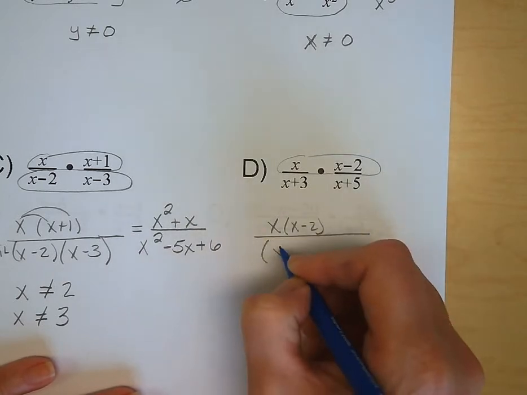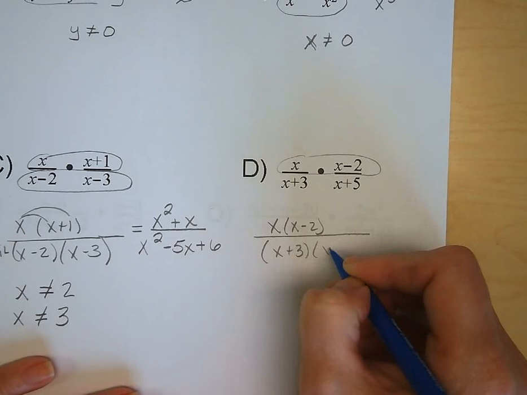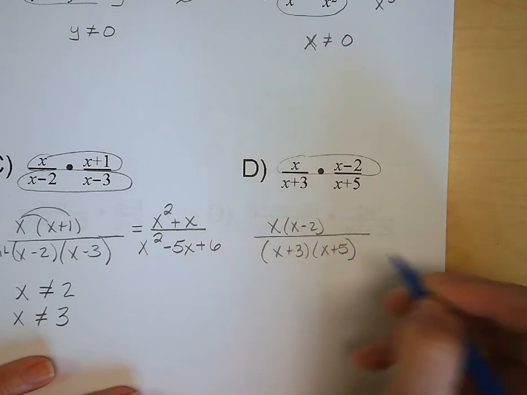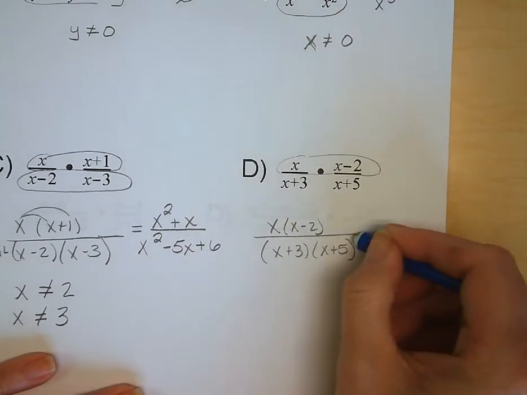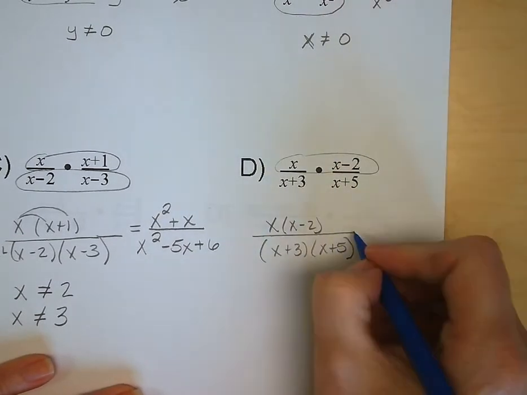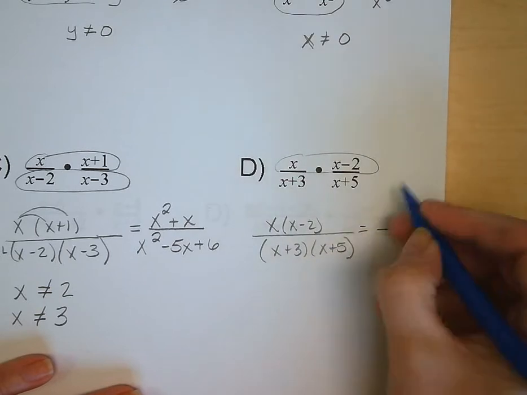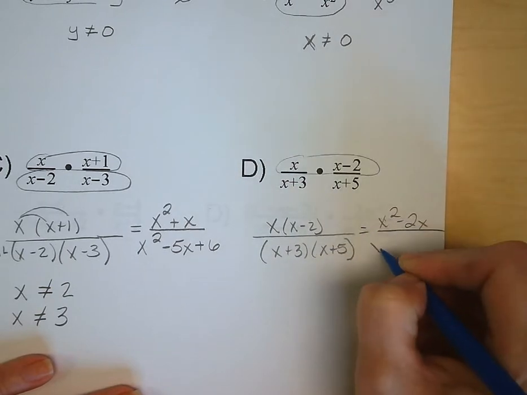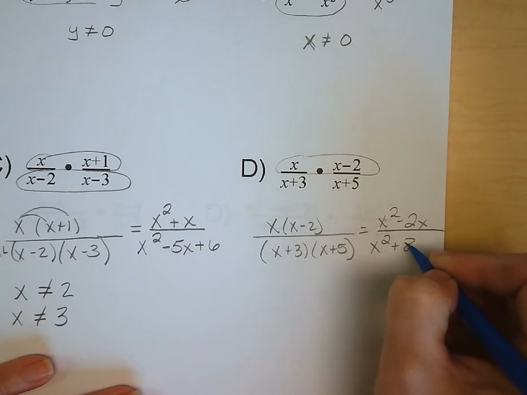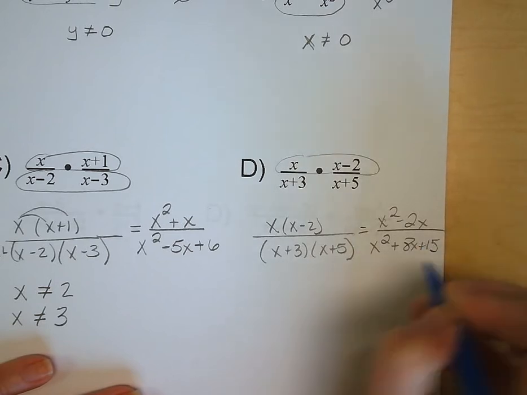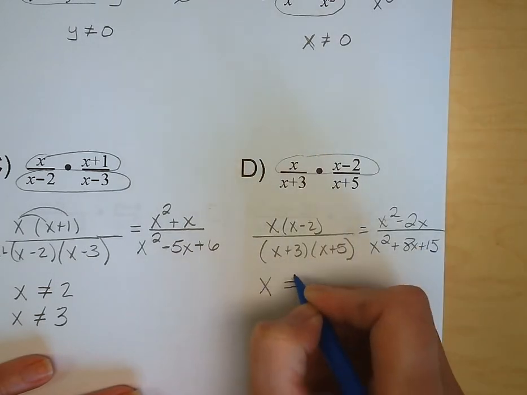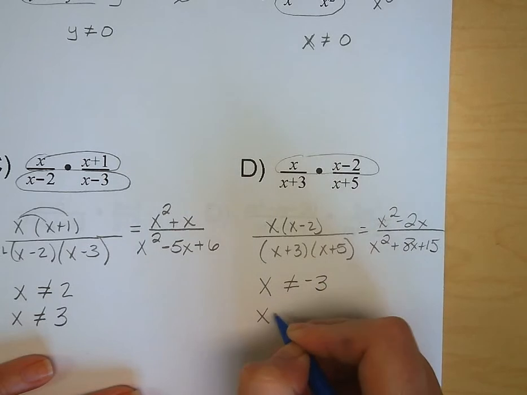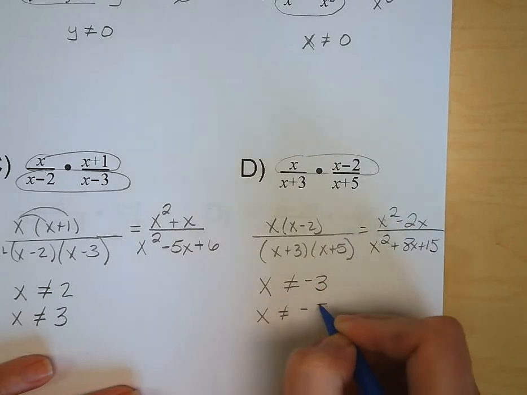All right, letter D, we've got x times the quantity x minus 2 all over the quantity x plus 3 times the quantity x plus 5. Now we need to make sure we distribute. And we get x squared minus 2x over x squared plus 8x plus 15. Our excluded values are negative 3 and negative 5.